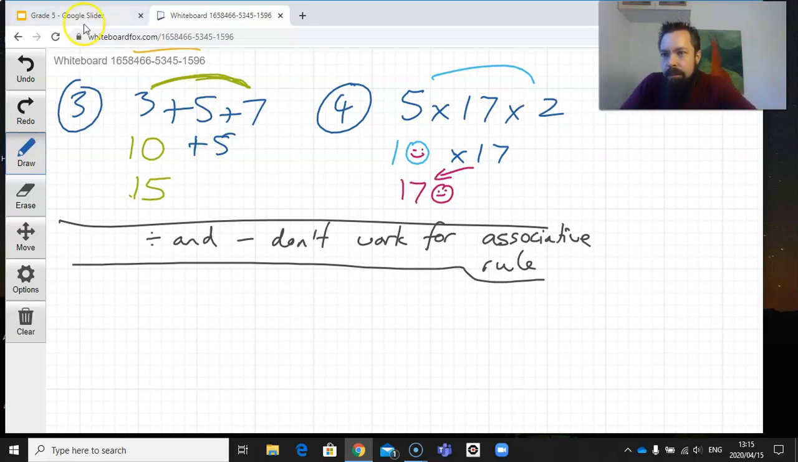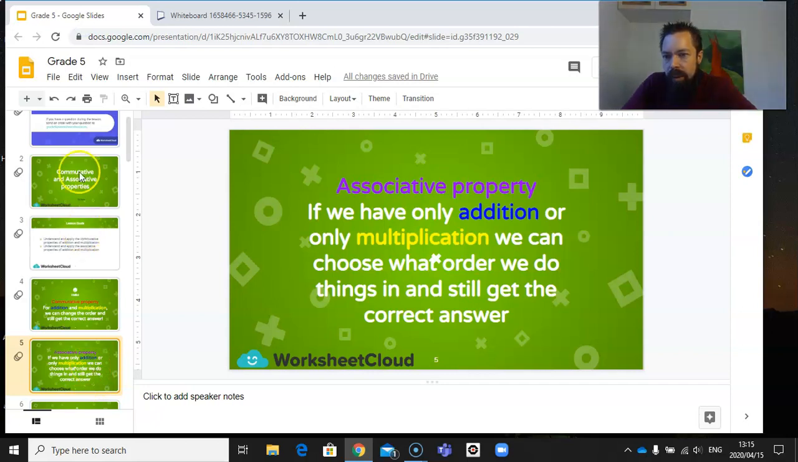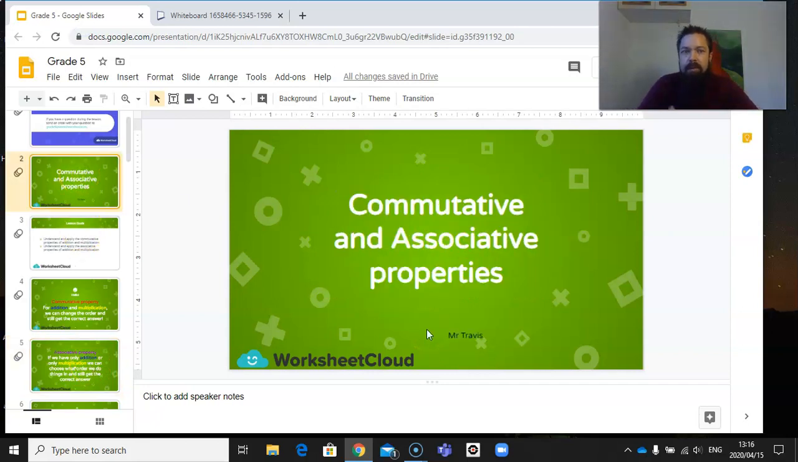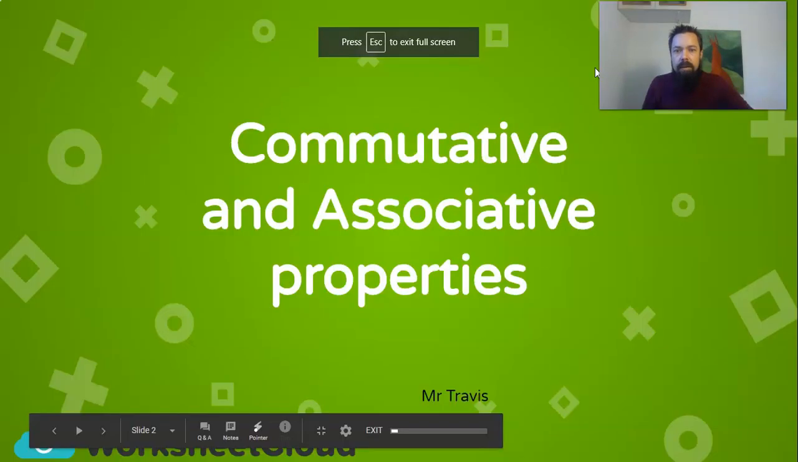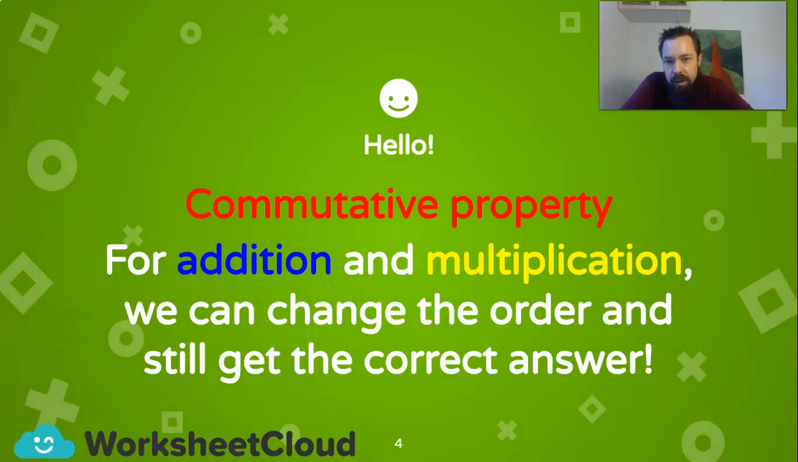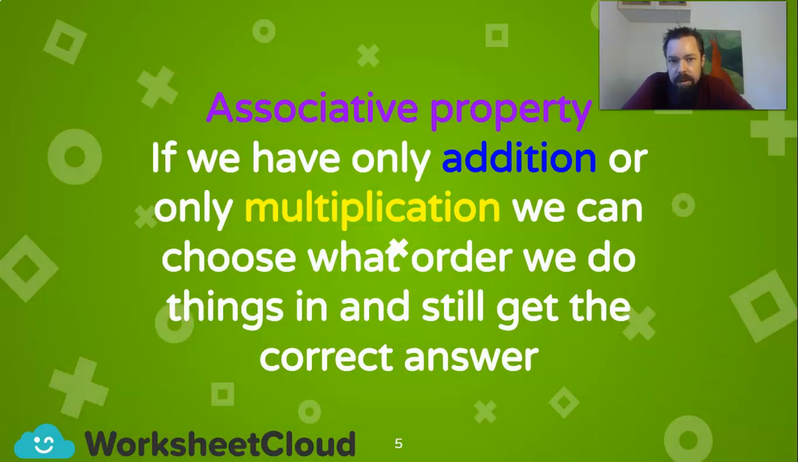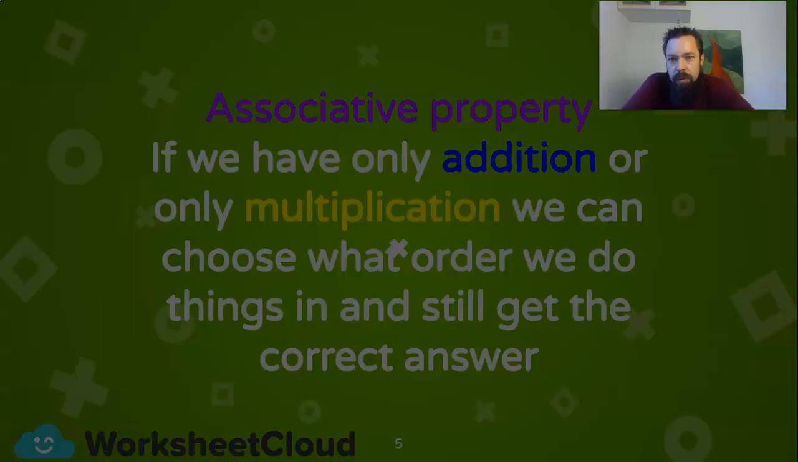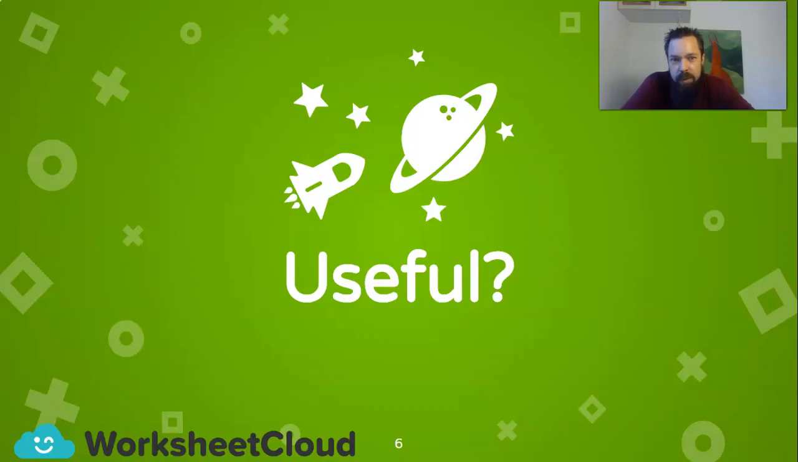Let's go back to looking at this. So if we look at the commutative and the associative properties, they both only work for plus and times. They don't work for minus and division. Right, so commutative, we can change the order and get the right answer. Associative, we can choose which order we do things and we still get the right answer. So remember, associative will only work if it's all addition or all multiplication, not if you've got a combination of the two.